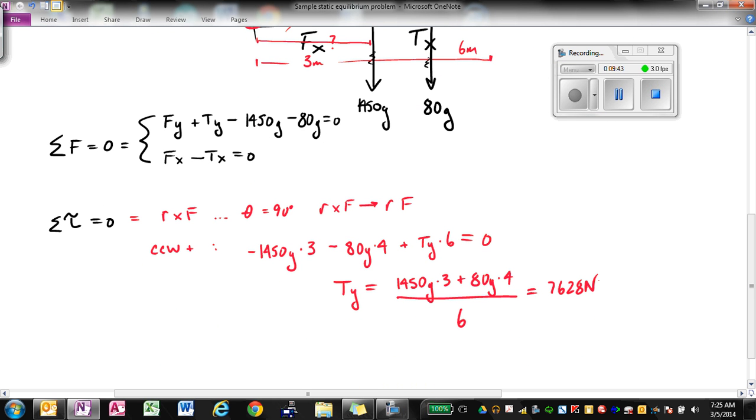Well, the tension required for the torque to balance is greater than the maximum. So short answer, yes, he should be worried. Okay.